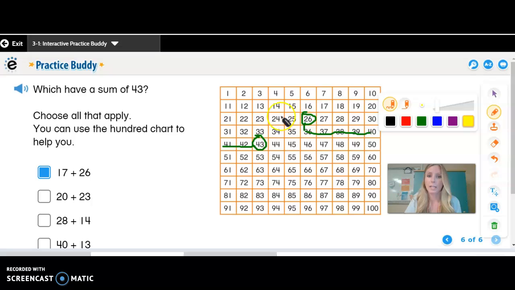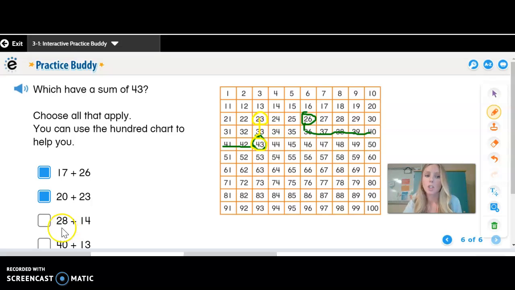23 plus 20. Let's find 23. And how many tens am I moving down? 2. 1, 2. Wait a minute. What number did I land on? 43. Let's try the next one. 28 plus 14. Let's start. 28 plus 14. Find 28 on your chart, circle it. Alrighty, and let's go down. How many tens? 1. And how many ones? 4. Let's count over. Ready? 1, 2, 3, 4. Is this the right number?